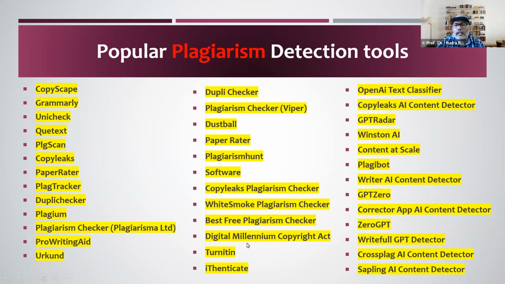Best free plagiarism checker, Digital Millennium Copyright Act. Turnitin is one of them. Authenticate is one of them. I think we have already talked enough about these popular plagiarism detection tools. Another, the latest one, is the OpenAI text classifier. This is the latest one. I'm sure sooner or later, but these capabilities are already there in Turnitin.